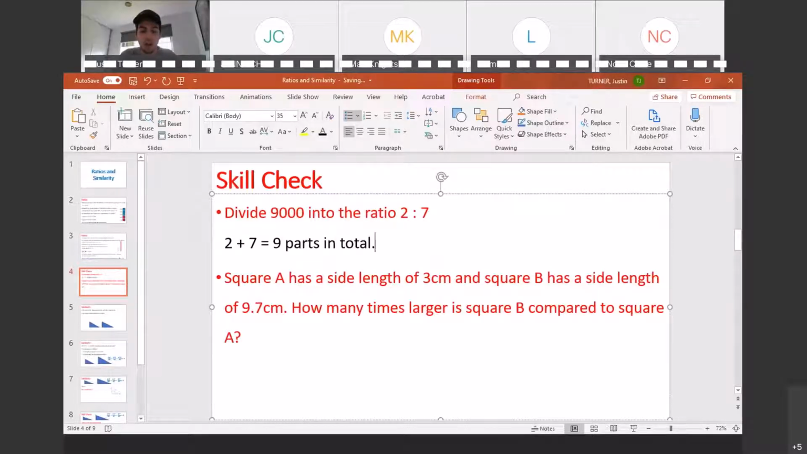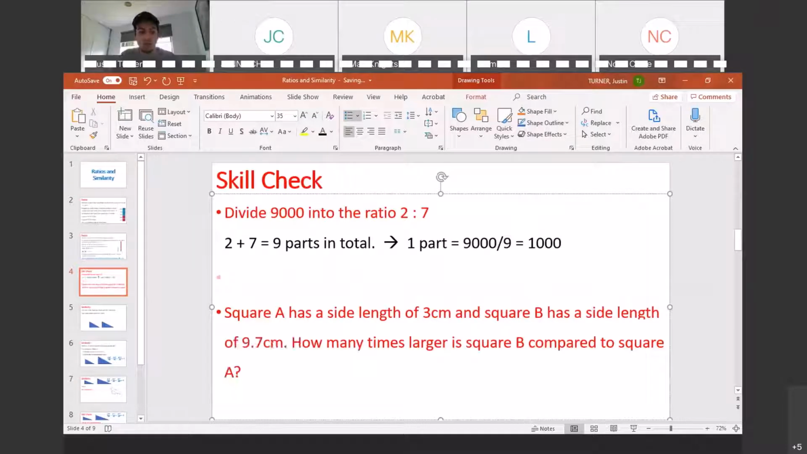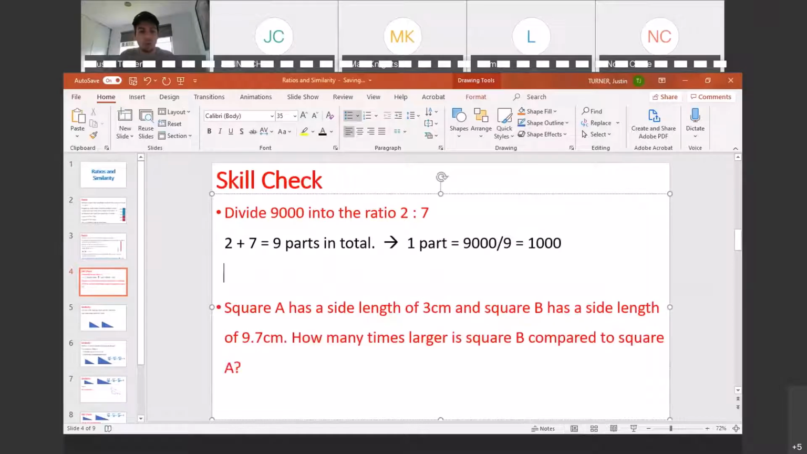If we want to find out what one part equals, well, one part will equal the total amount that we have, 9,000, divided by the total number of parts that we have. So one part is going to be 1,000. So that makes the calculation quite easy. If we want to know what two parts is equal to, two parts will be 1,000 multiplied by 2. So two parts is worth 2,000.